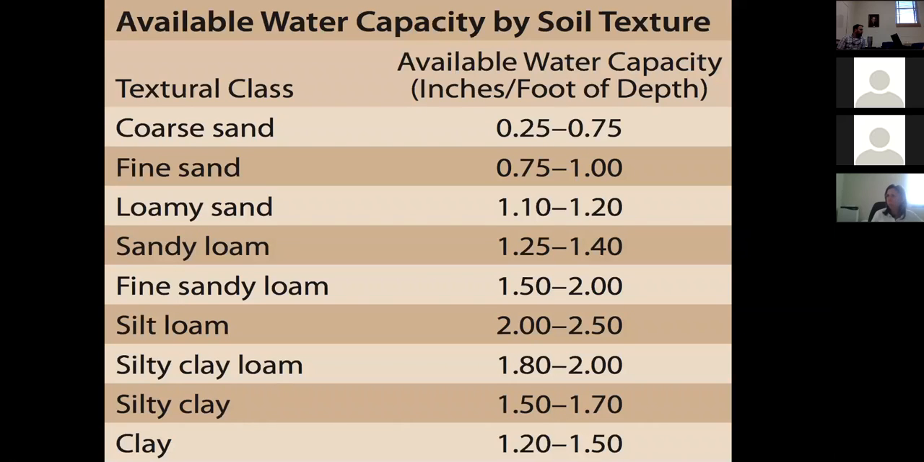This table presents available water capacity by soil texture. For example, for fine sand soil, the available water capacity ranges between 0.75 to 1 inches per foot of depth. For sandy loam soil, it ranges between 1.25 to 1.4 inches per foot of depth. As you can see, there is a difference between different soil textures.